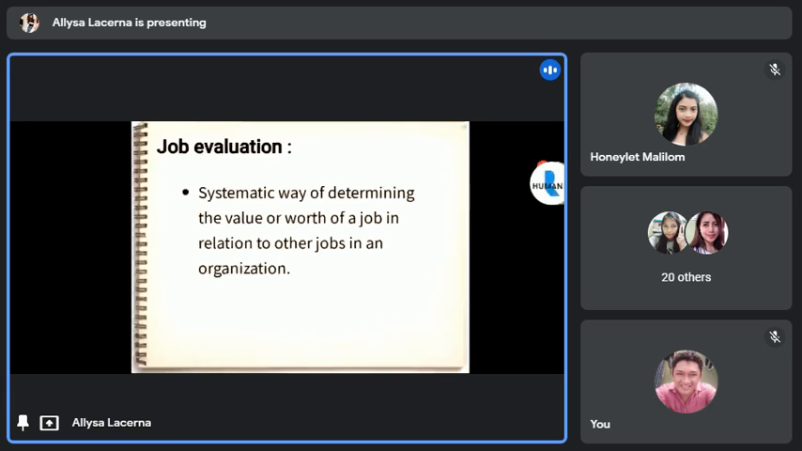Ito yung pagtukoy sa mga responsibilities and obligation ng mga positions sa trabaho. Wherein, bakit ba natin kailangan ng pagsusuri or ng job evaluation? Of course, to improve human resource management by not just recruiting but also appointing appropriate workers for each position and setting appropriate compensation.